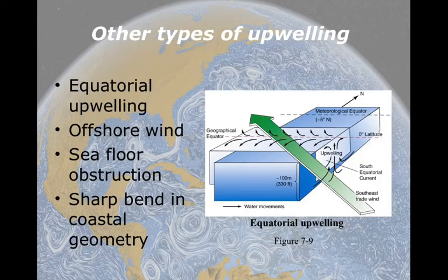Other types of upwelling and downwelling. This picture is from the book, and it shows equatorial upwelling. We talked about this very slightly on the other page. There's the true equator, which is 0 degrees latitude, and that's around which the Coriolis force works.